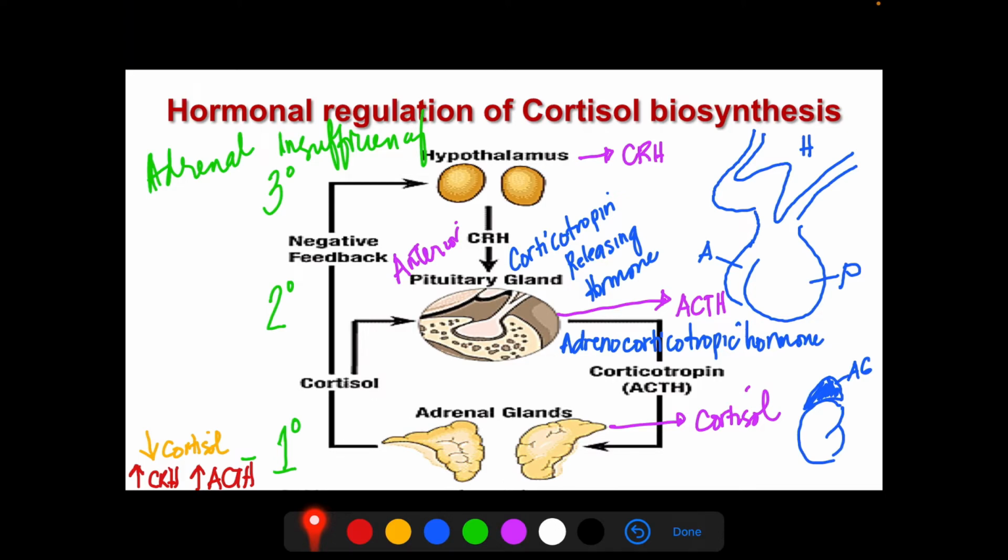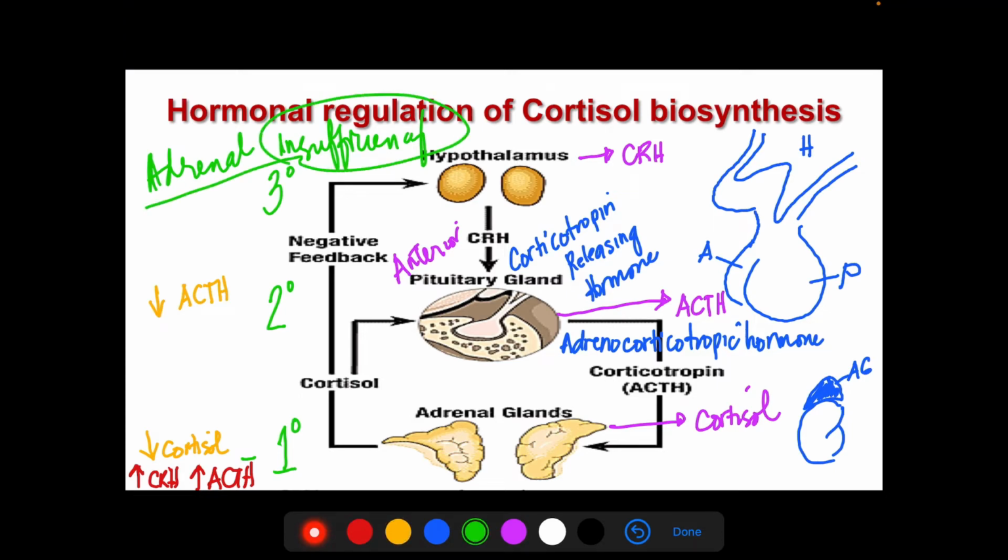How about in the secondary AI? In secondary AI, meaning to say there are conditions, like tumors or other diseases, that affect the pituitary gland. Because the pituitary gland is affected, it follows that the ACTH production from this gland is also affected. So in secondary AI, we would expect that there is a decreased ACTH. Remember, this is adrenal insufficiency.